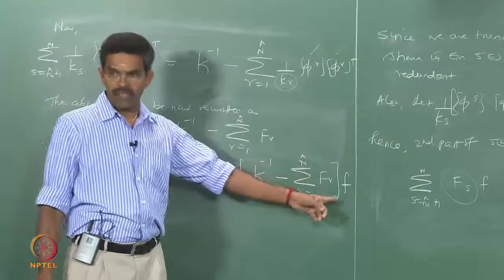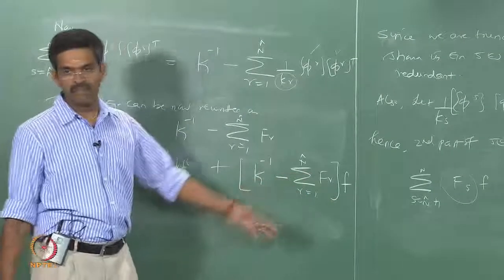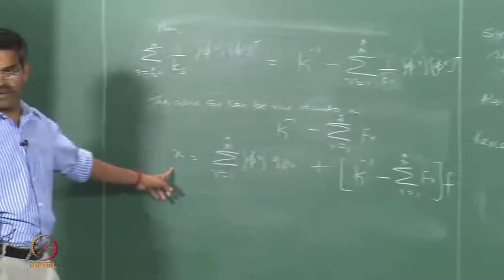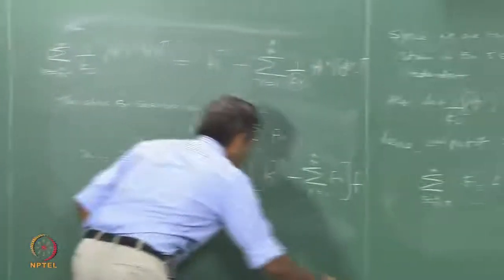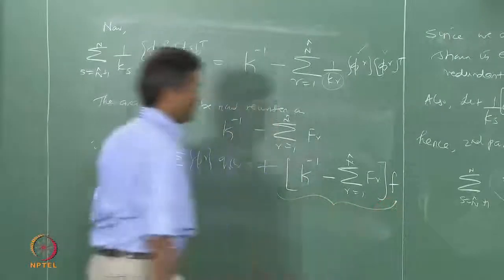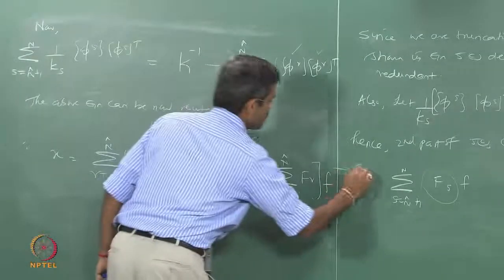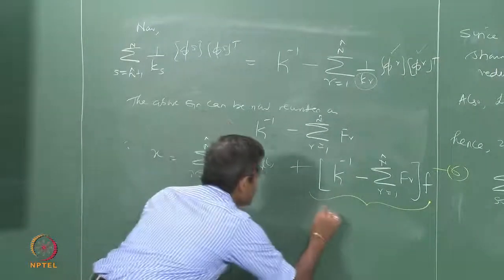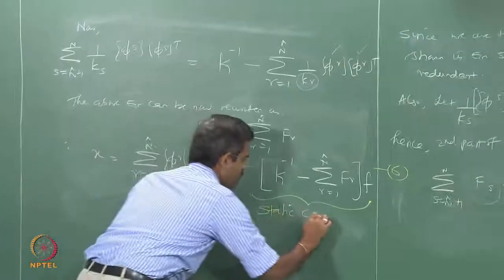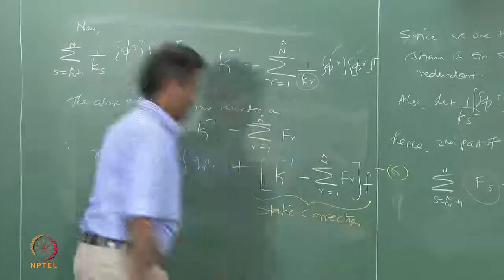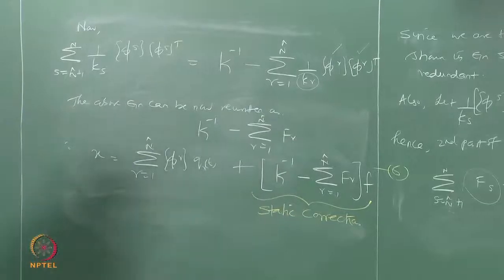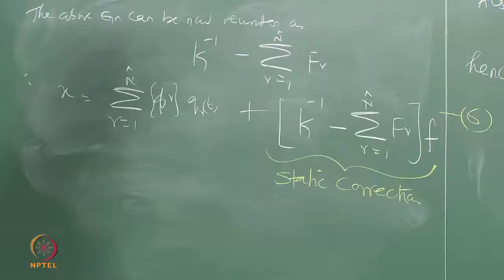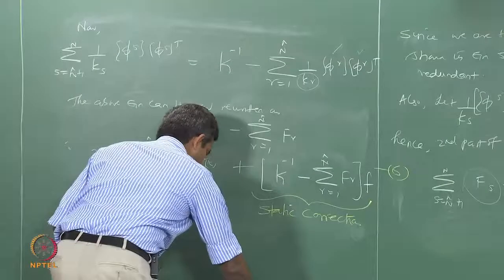This is from n hat plus 1 to n, I call s. This is from r to n hat, I call that as r. It is one and the same, the modal force. I got the new x now. This particular term in this equation 6 is called static correction. This is also called missing mass correction.